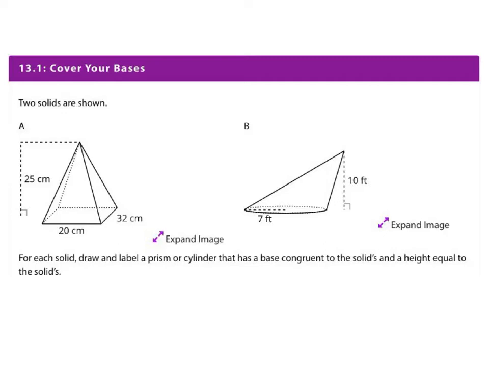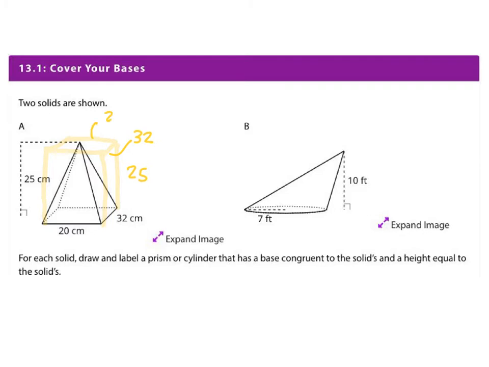So for form A, I'm not going to build a cylinder because the base of this is a rectangle. So I'm going to go ahead and build a prism, a rectangular prism. I'm using a highlighter because I know I'm not going to be extremely good at this. Where I can say my height is 25. Okay, this side is 32. Oh, it doesn't look 32, does it?